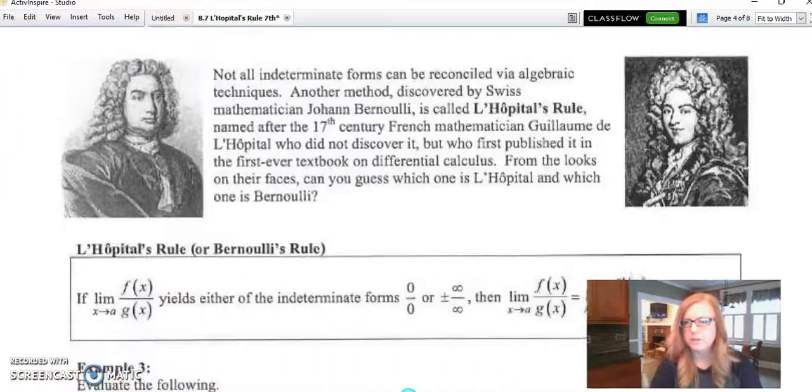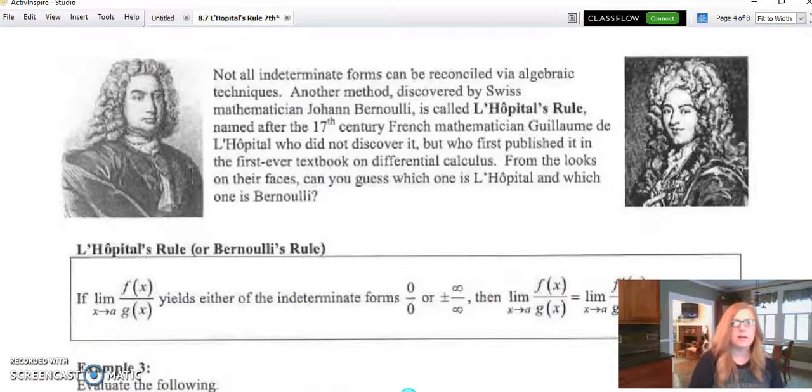Hi, welcome back. We're going to be taking a look at L'Hopital's rule and how we can use that to do some of these limits that are of the indeterminate forms, 0 over 0 or infinity over infinity. That's the first thing we want to look at: it only works if we are looking at indeterminate forms of this type. And we'll talk about how to convert the ones that aren't of that type to this type.